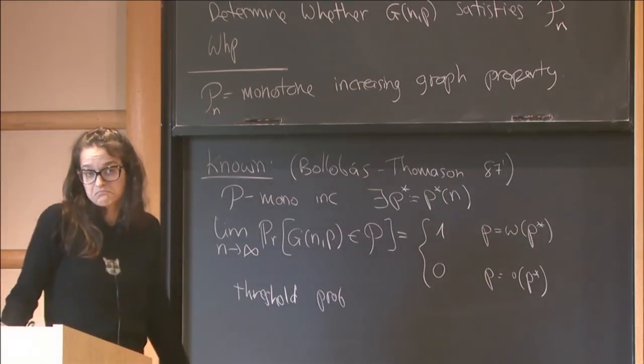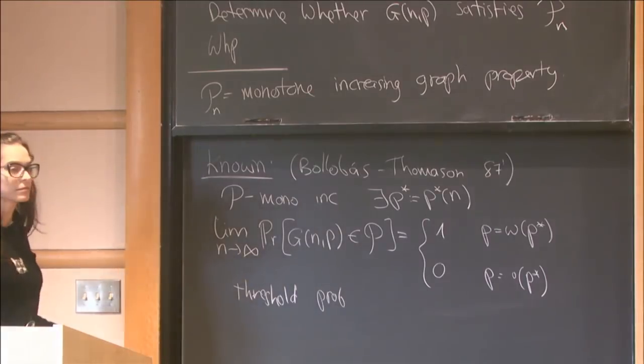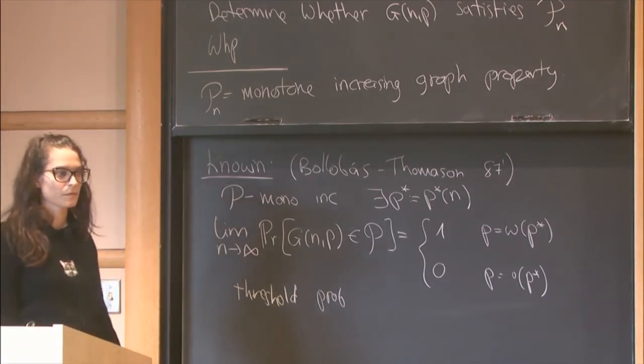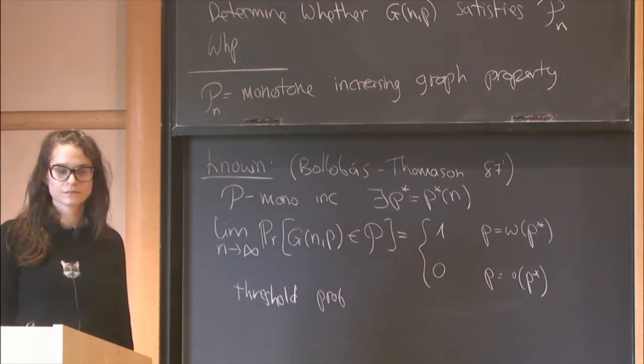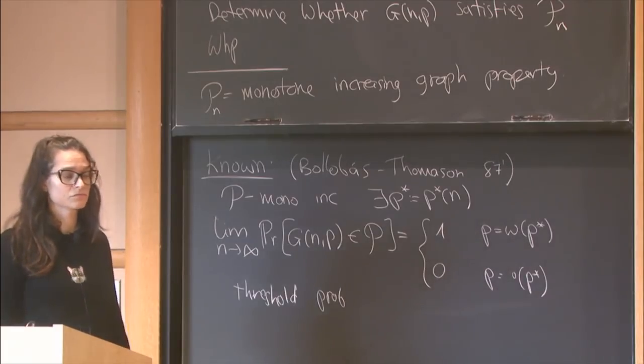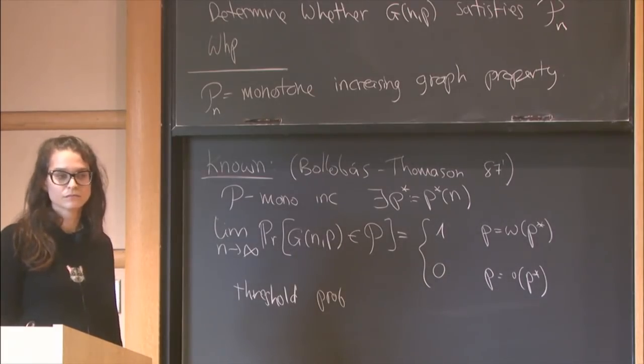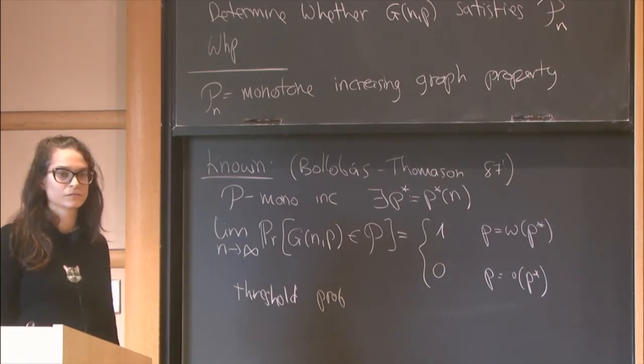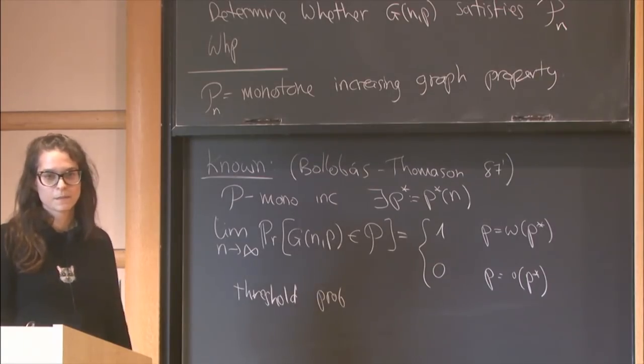Sure. No, that's absolutely. Yeah, I guess it's just that the graph property means that it does not depend on the labels of the vertices. As long as you have that, you have the Bollobás-Thomason. It just says it's a property of the expansion of the Boolean cube.